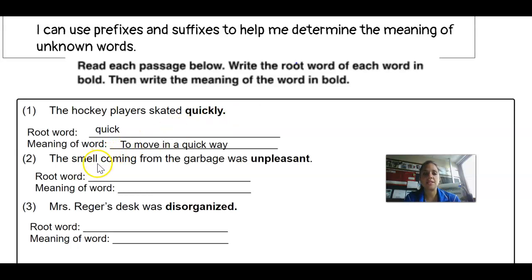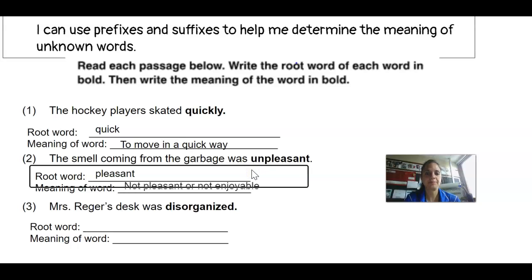Number 2, the smell coming from the garbage was unpleasant. Go ahead and identify that root word. Let's check your thinking. Pleasant. With this word, we had a prefix that was added to the beginning that we could take off. Un. Un means not. So go ahead and use those clues to determine the meaning of unpleasant. Let's check your thinking. Not pleasant or enjoyable.